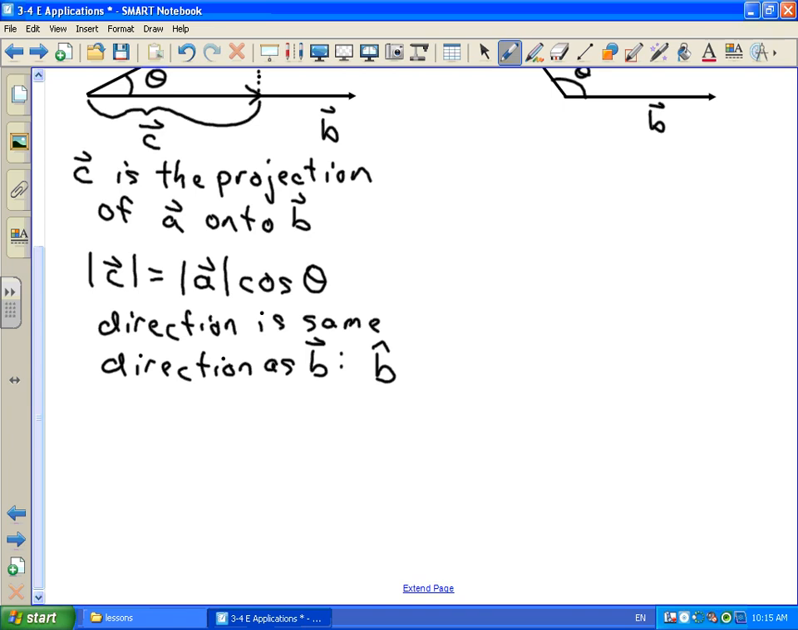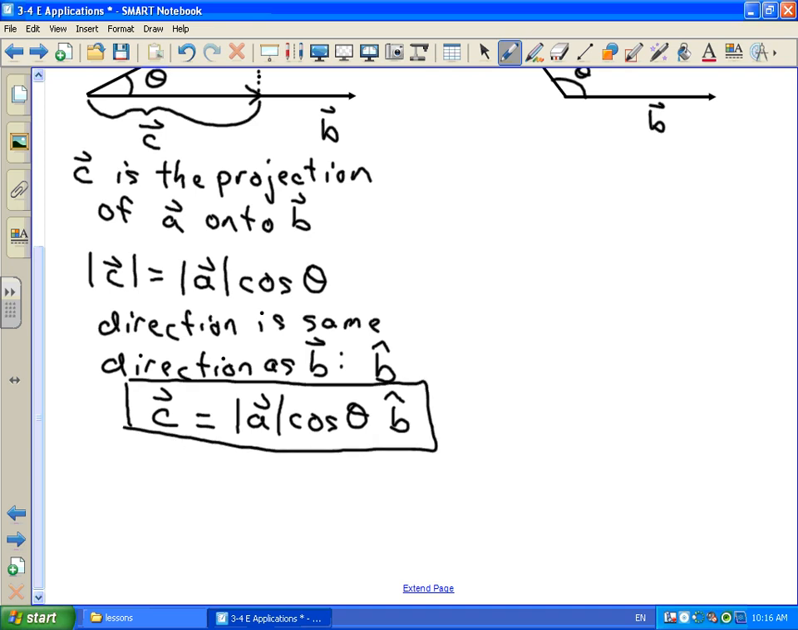So we could say that here the projection of A onto B, vector C, is the magnitude of A cos theta B hat. And that gives us a vector. We've got magnitude and direction. Okay. So I'm going to put a little box around that. All right, so that's a geometric way of thinking about this projection thing.